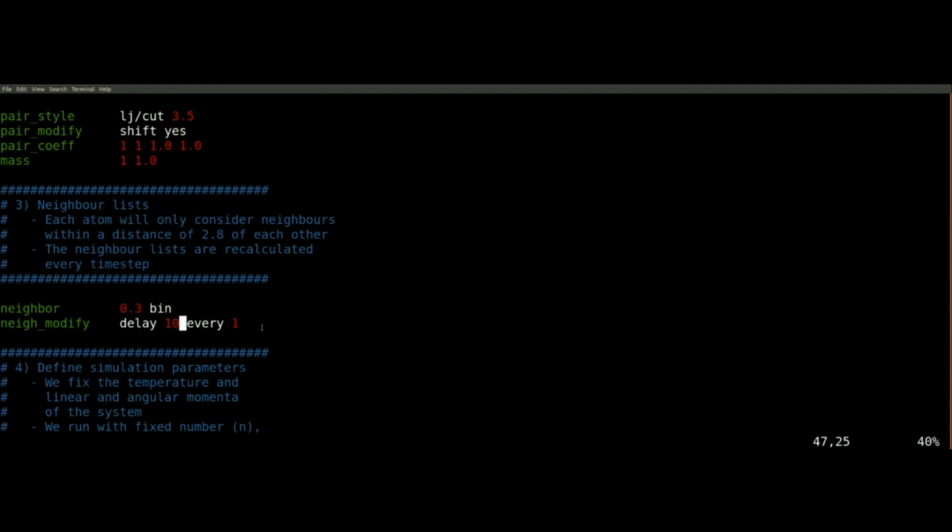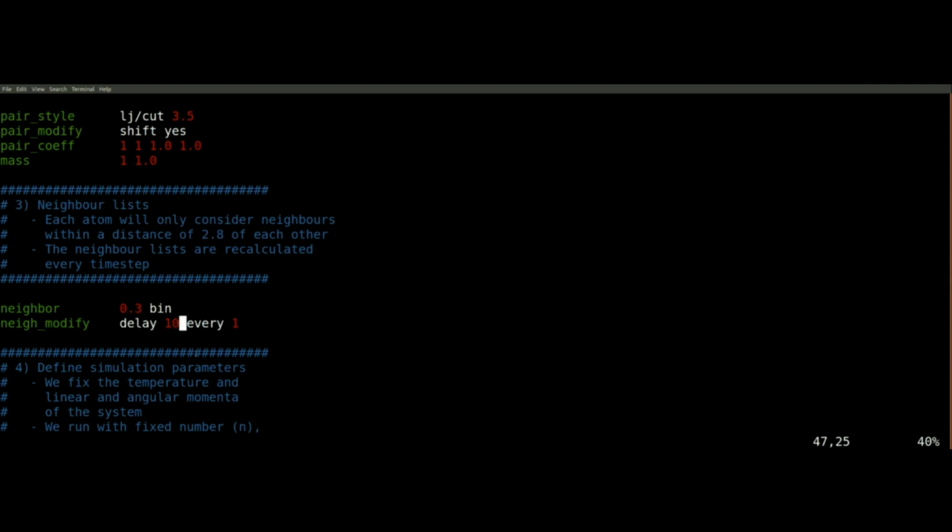So in this case, every 1 delay 10 would mean that every 10 time steps, we calculate how many particles fall within the 3.8 diameter of each other, and we only look at interactions for those that have fallen within that cutoff for the ensuing 10 time steps. And after those ensuing 10 time steps, only then do we consider again how many particles are still in that cutoff or how many particles have popped out.